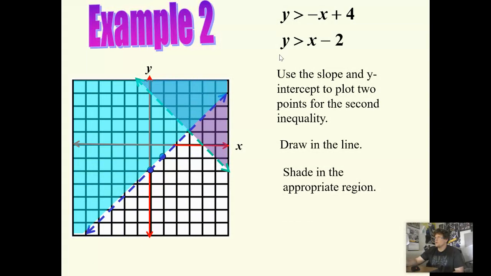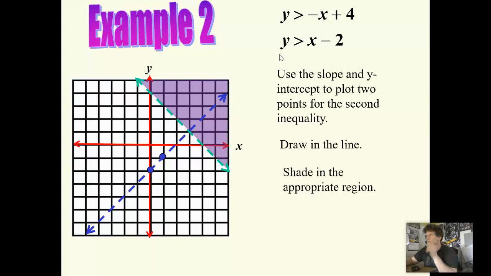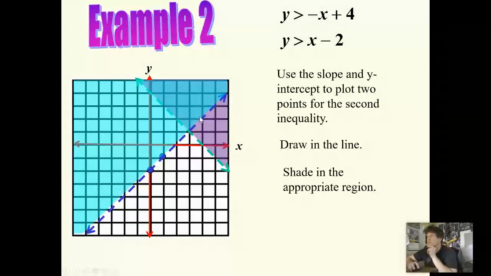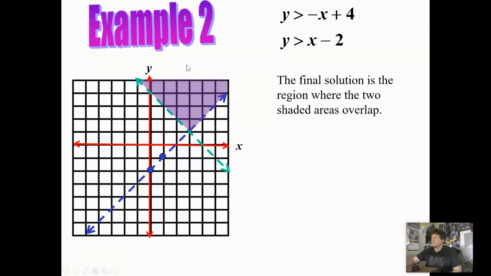Take a look at where this shade overlaps. This one's a little easier to tell. There's our shade from the first one. There's our shade for the second one, and you could see where they overlap. That shaded region is our solution.